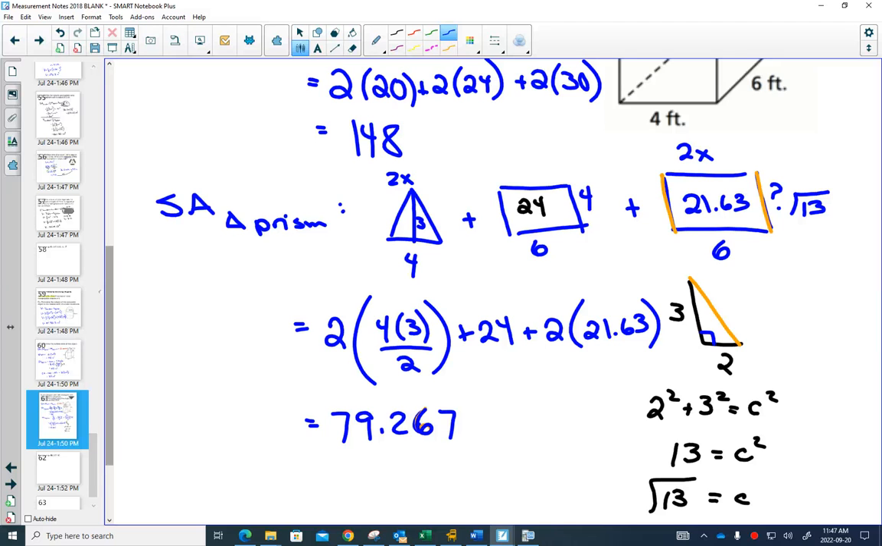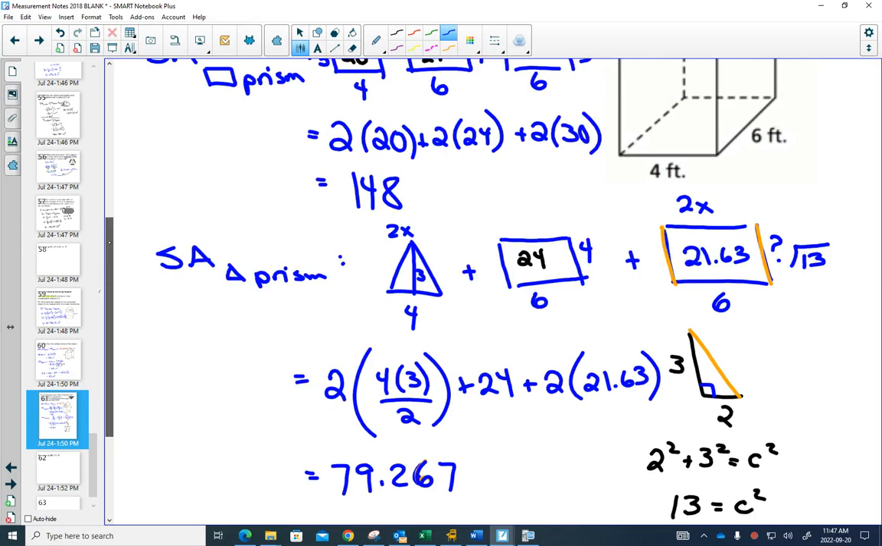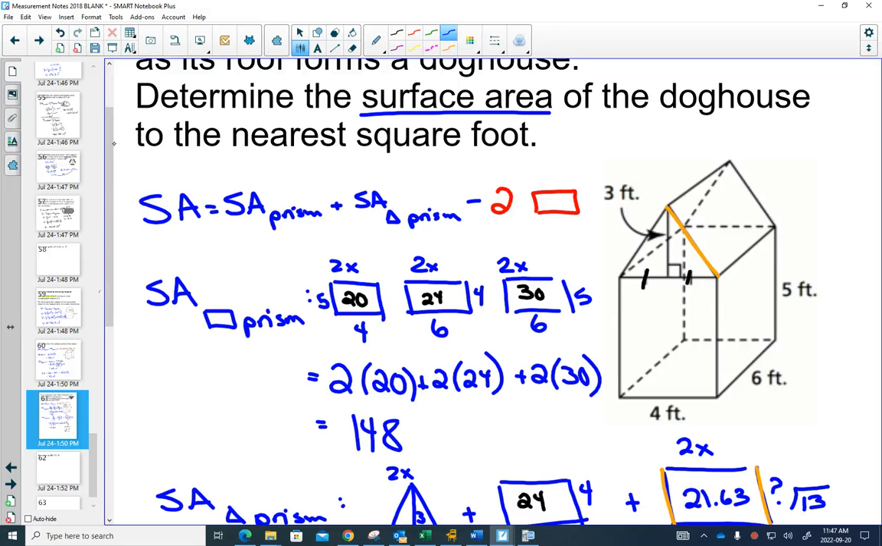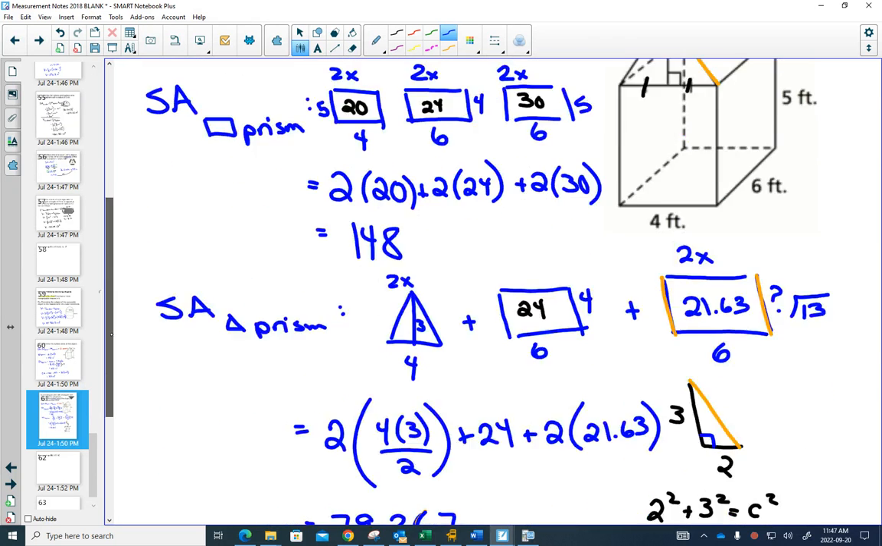Again, now we have to look back. Are we done the question? Because sometimes you do a lot of work. No. Where are we at? We figured out this. We figured out this. Okay, we could probably write the final formula. And we just need to take away the 2 rectangles.